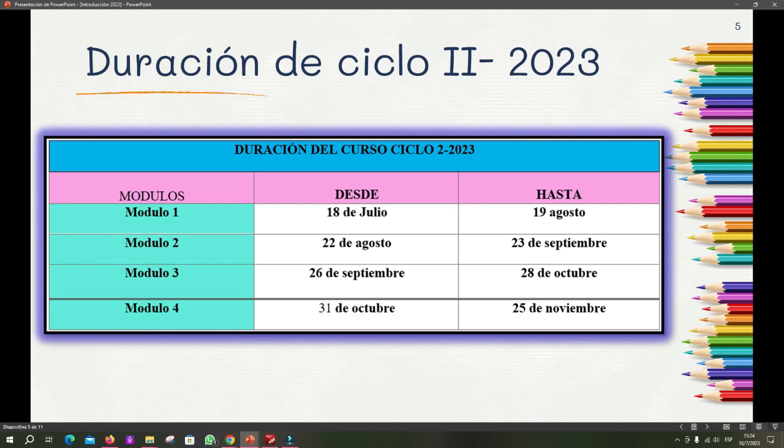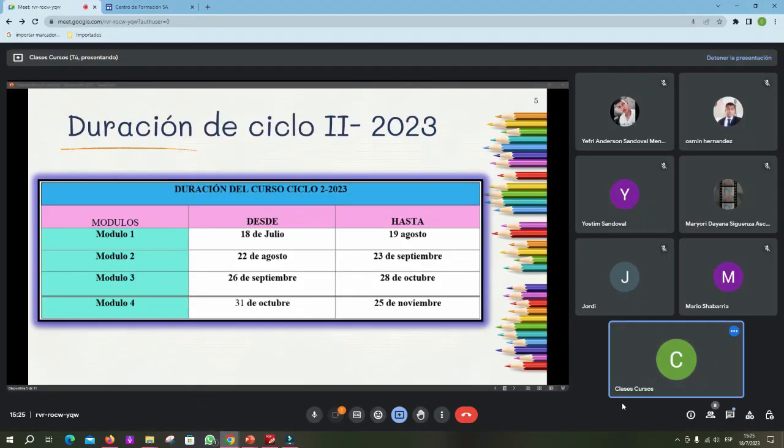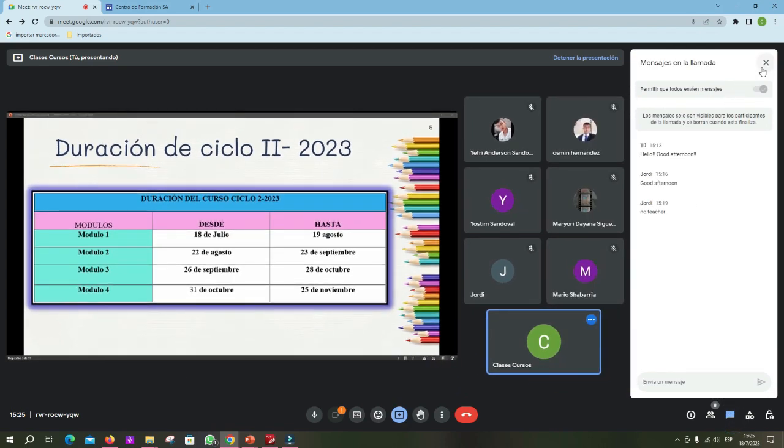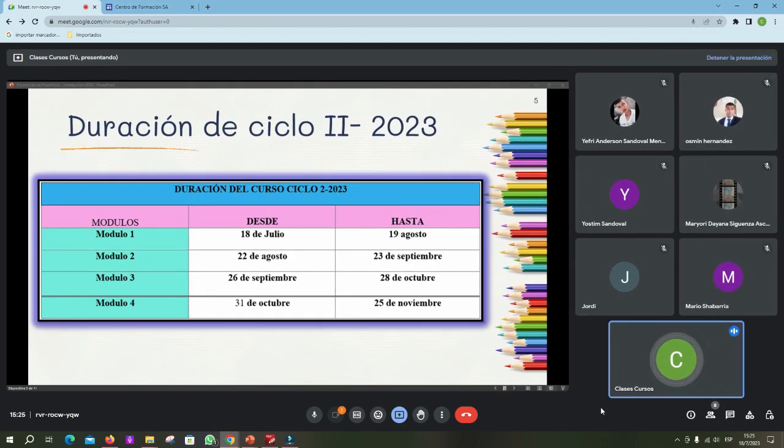No sé si tienen preguntas hasta el momento. ¿No? No questions at all? ¿Me preguntas, Marjorie? No question, teacher. No questions. Perfect. Bueno, igual jóvenes, ustedes ya saben las reglas de la clase, ¿verdad? ¿Cuál sería una regla bien importante, Mr. Osmin, que tenemos que tomar en cuenta en la clase? Which would be one?